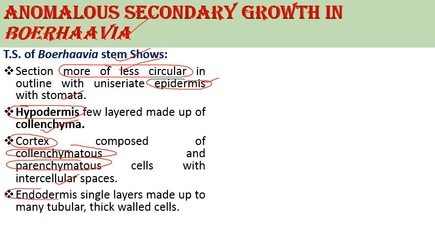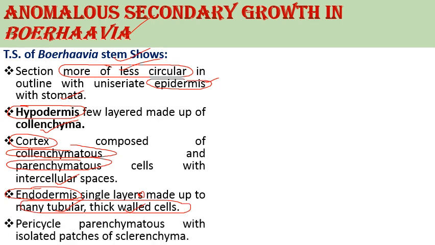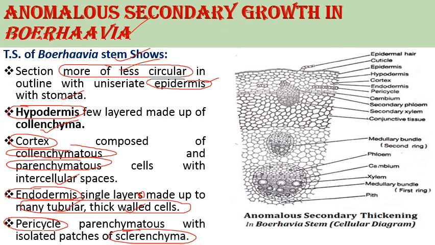Then it is followed by endodermis. It is single layer thick है ये, and is made up of many tubular thick walled cells, और ये बनी होती है thick tubular cells से. Then it is followed by pericycle. Pericycle is made up of parenchymatous cells with isolated patches of sclerenchyma. So इसमें कुछ एक patches sclerenchyma के भी present होते हैं. This is the section which shows anomalous secondary growth. This is the TS of normal secondary growth in case of Boerhaavia.